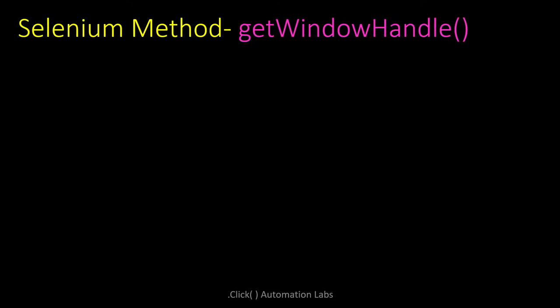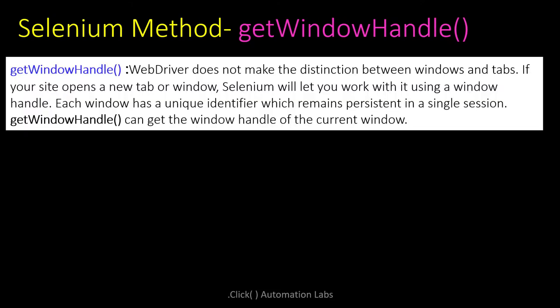So the first method is get window handle. Get window handle is nothing but, whenever WebDriver creates a new session, it will add a certain handler ID. This is one unique identifier which can be used by WebDriver to identify that particular window and to be able to interact with the elements of that particular window. So this is about get window handle.